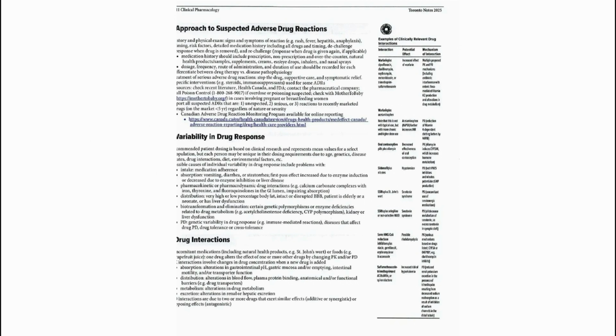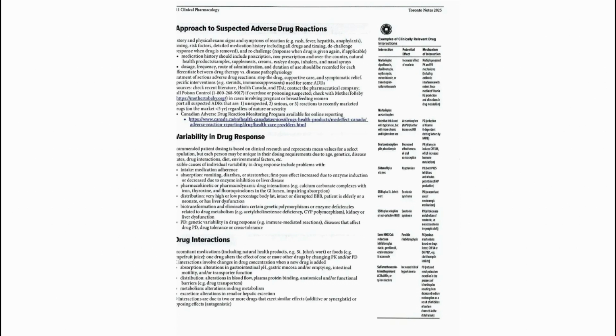Reporting adverse drug reactions. Healthcare providers should report suspected ADRs that are unexpected, serious, or associated with newly marketed drugs. Reporting helps identify rare adverse effects that may not have been recognized during clinical trials. The page also mentions the Canadian Adverse Drug Reaction Monitoring Program, which allows online reporting.